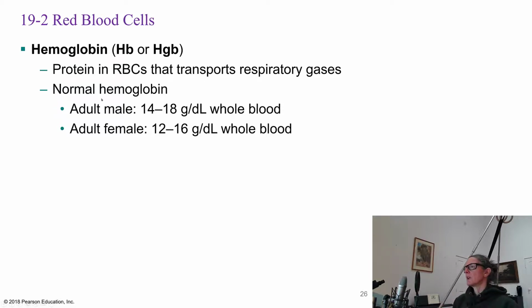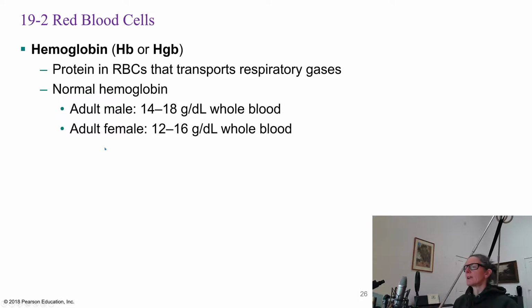And you can look at the difference in hemoglobin between males and females. It doesn't differ that much, but we have about 14 to 18 grams per deciliter of whole blood in males and 12 to 16 in females. So not that big of a difference.